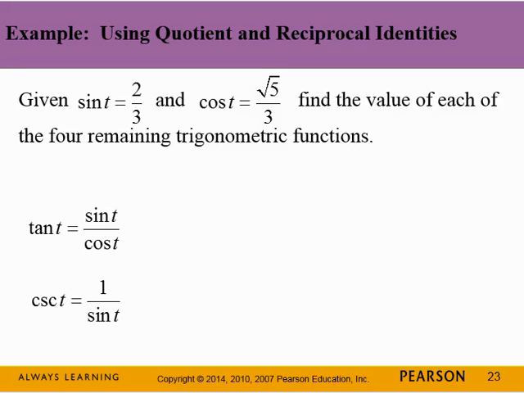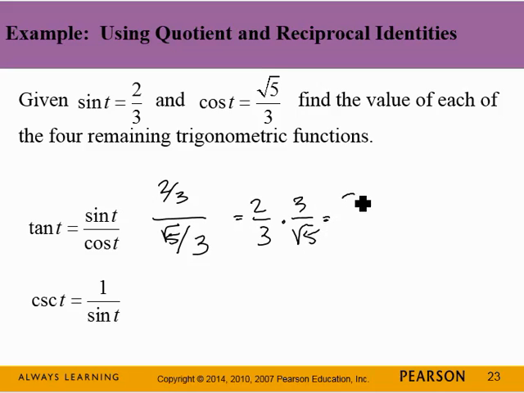So if you're given that your sine t is 2/3 and your cosine t is square root of 5 over 3, you can find the value for the 4 remaining trig functions. So you're given 2, you can find the rest. So tangent t is sine t over cosine t, so just plug in your values. So you have 2/3 over square root of 5/3. This is really 2/3 times 3 over square root 5. So you have 2 over square root 5. You're not allowed to have square roots in your denominator.